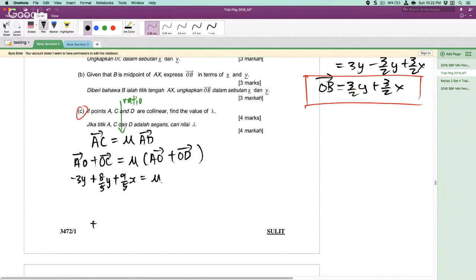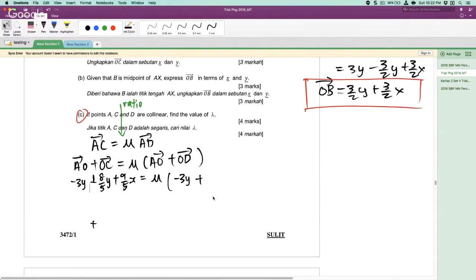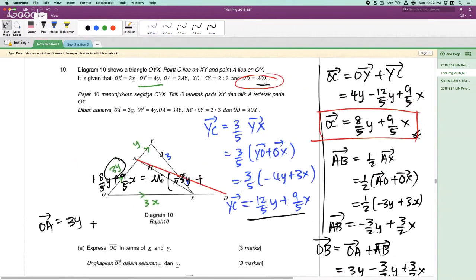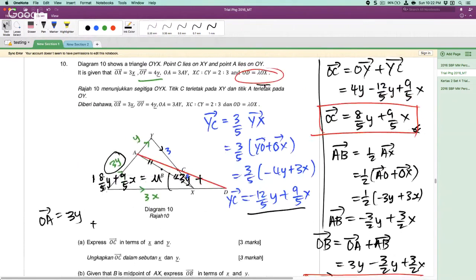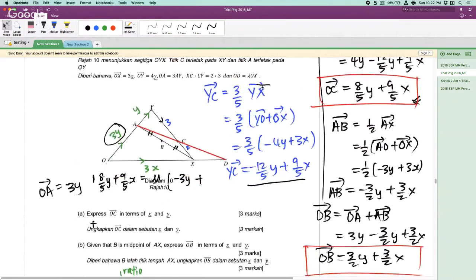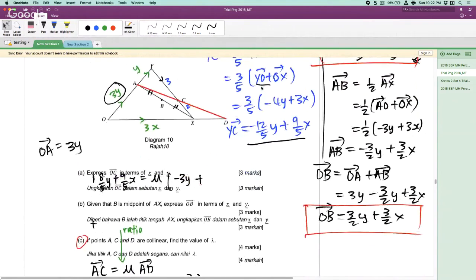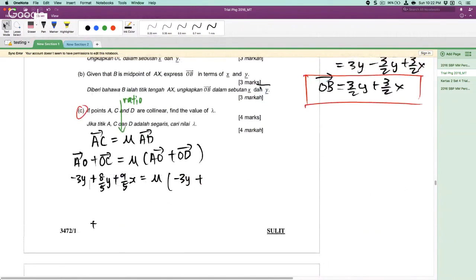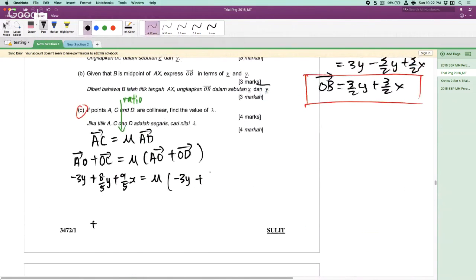Okay, so the mu, I will write a mu here. This one is the same thing, negative 3y, plus the OD. The question gives us what OD is: OD equals lambda OX. And OX is 3x. So this one equals lambda OX, and OX is just 3x.